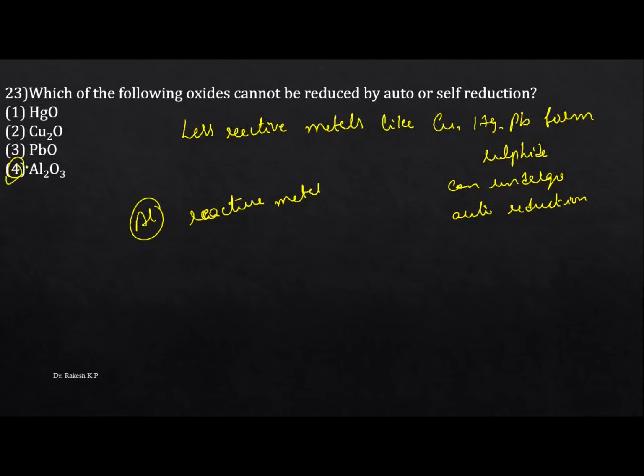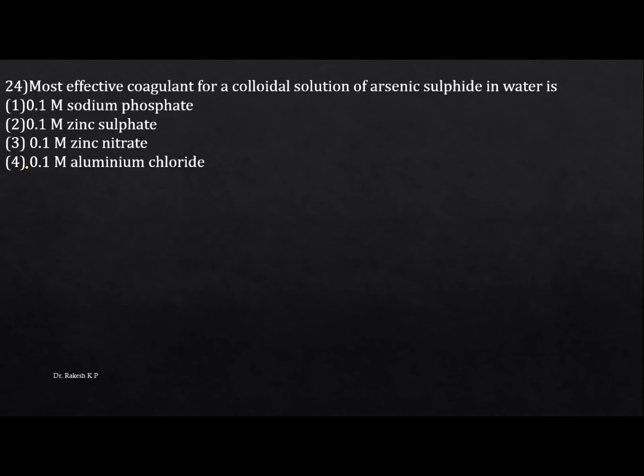Next one. The most effective coagulant for a colloidal solution of arsenic sulfide. First you have to identify what type of colloidal particle it is. Arsenic sulfide is a negative colloid. If it is a negative colloid, you have to identify the cations here. In the first case, sodium phosphate, I am going to take Na plus. For zinc, I am going to take Zn2 plus, and here also we have zinc nitride, Zn2 plus. Aluminium we have Al3 plus.